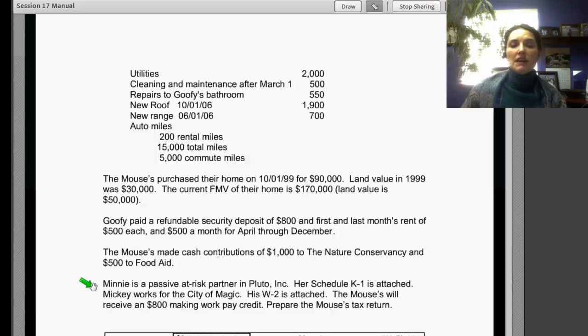Mickey is a passive at-risk partner in Pluto, Inc. Her K-1 is attached. And because she is passive, she will be limited on her losses to the amount of any other passive income she has for the year. But she is at risk, so if she does have a loss, she will be allowed to claim it up to the amount of other passive activity income that she has.